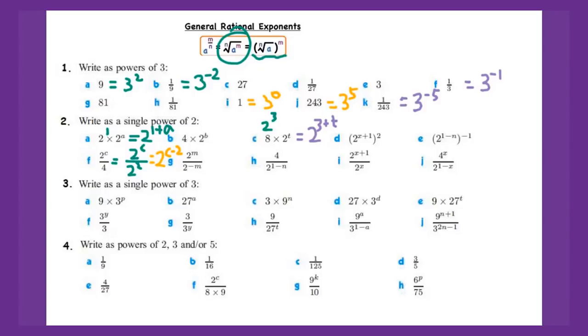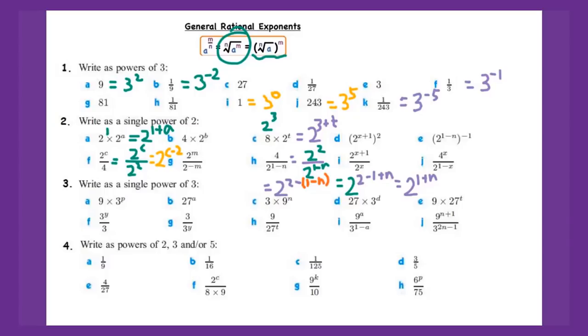For h, I can change 4 into 2 squared. Then 2 to the 1 minus nth power. Then I subtract the exponents. You will get 2 to the 2 minus parentheses 1 minus n. Then you will get 2 to the 2 minus 1 plus n. So the final answer will be 2 to the 1 plus nth power.